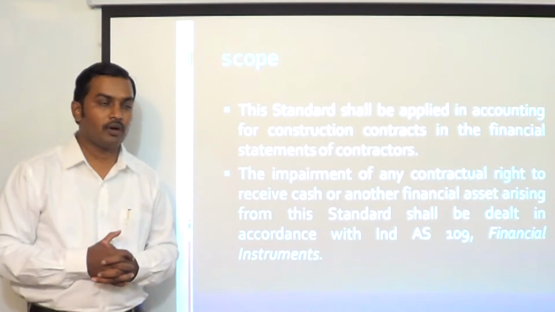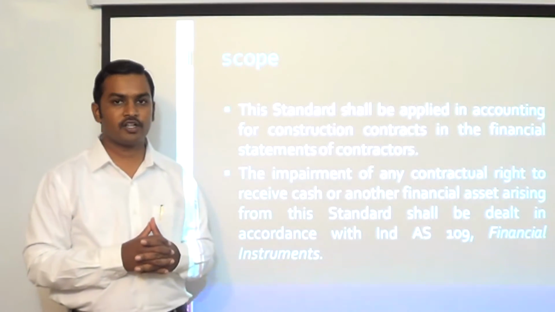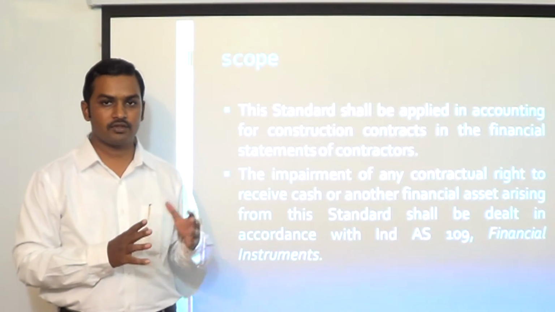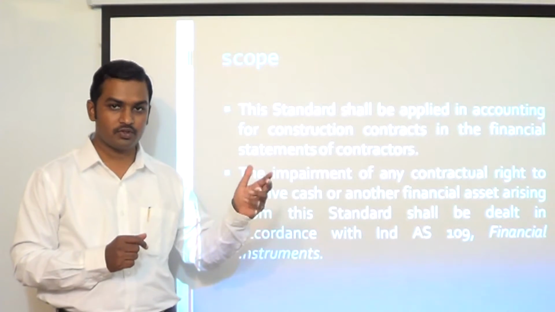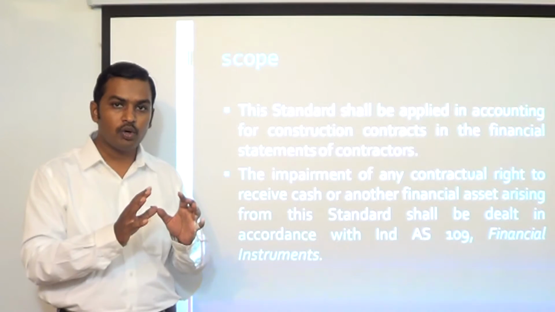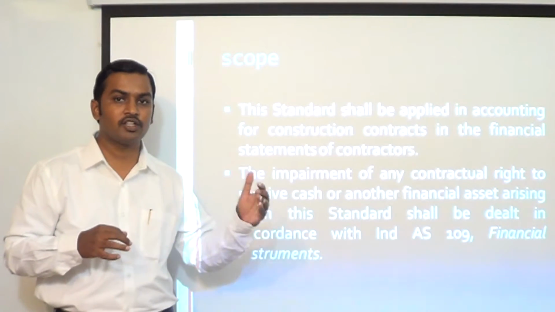Now, scope of the standard is, the standard shall be applied in accounting for construction contracts in the financial statements of the contractors. That means we are excluding accounting for construction contract in the books of the customer. So it's only going to talk about how to do accounting for construction contract in the financial statements of the contractor and not the contractee.